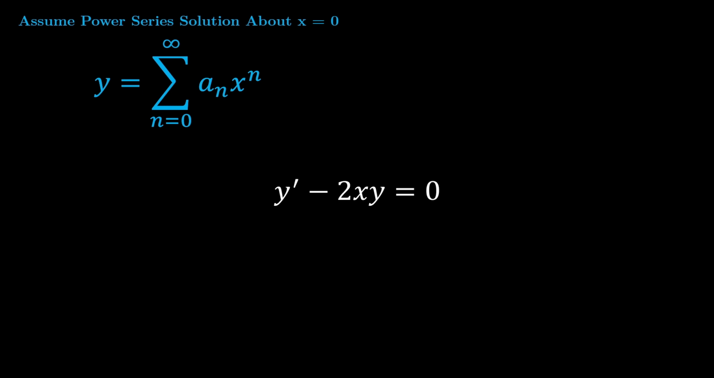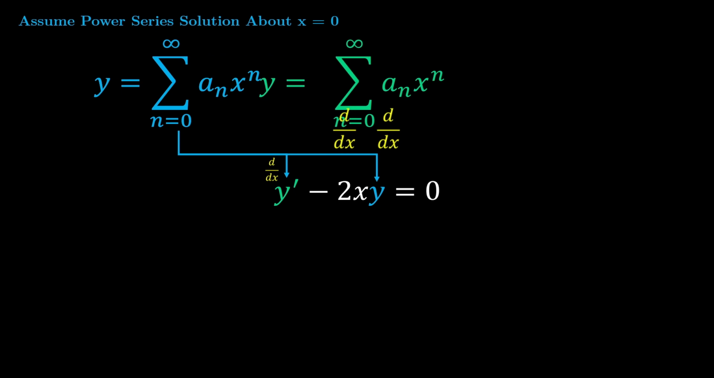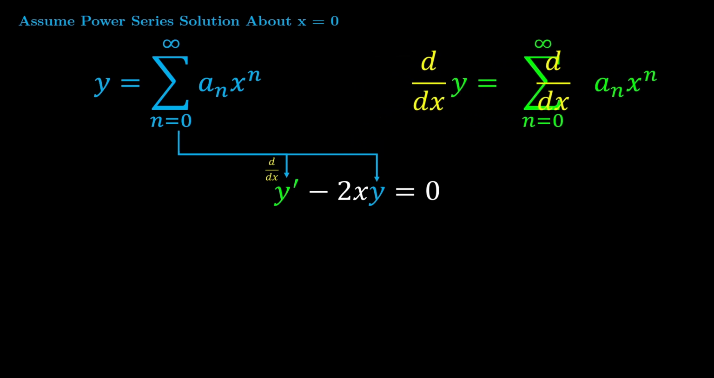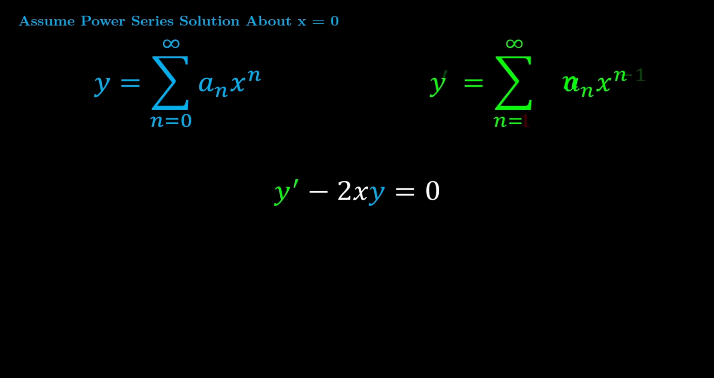and each term has the form an times x to the n, where x is our independent variable and an is a constant. Next, we need to plug this solution back into our differential equation, and we see that we not only need y, we also need y prime, or the derivative of y. So we could take the first derivative of our assumed solution form as such, and we end up with y prime is equal to the infinite sum of n times an times x to the n minus 1 power.